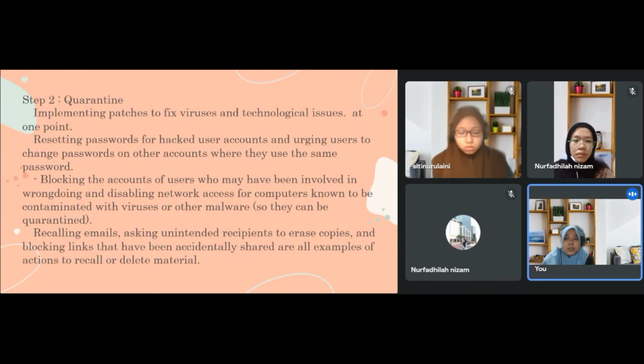Blocking the accounts of users who may have been involved in wrongdoing and disabling network access for computers known to be contaminated by viruses or other malware. Recalling email, asking unintended recipients to erase copies, and blocking links that have been accidentally shared are all examples of actions to recall or delete material.